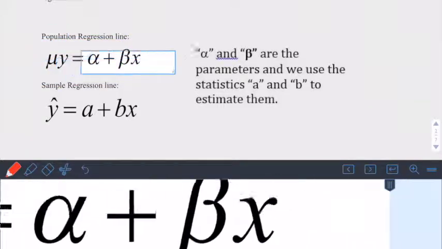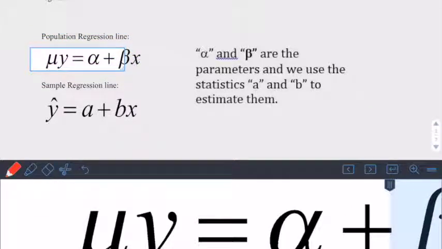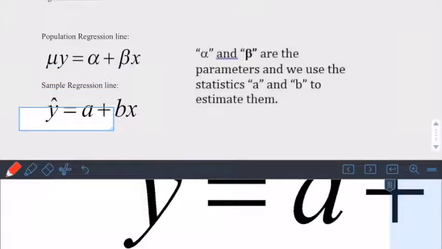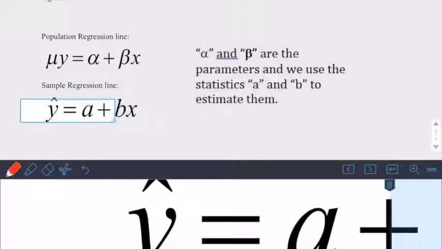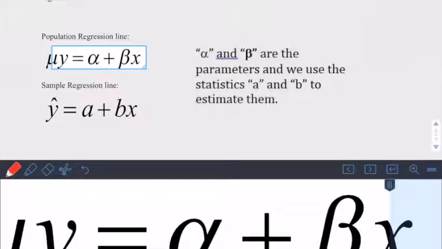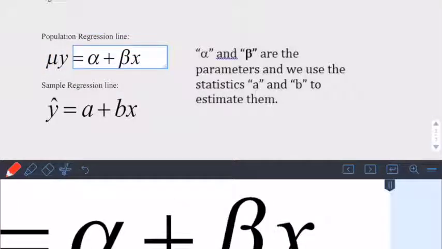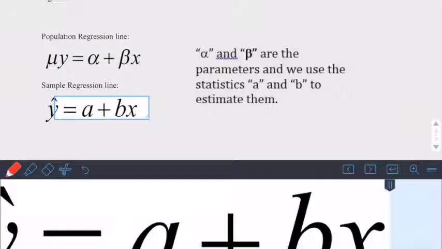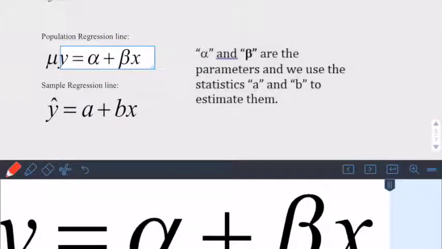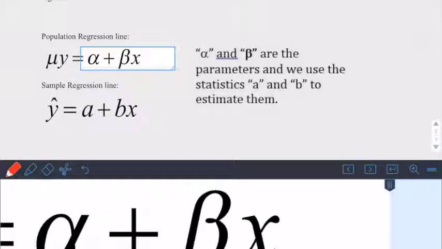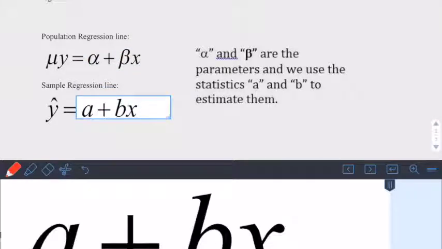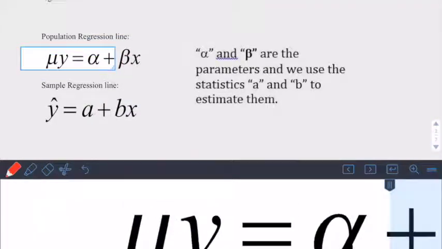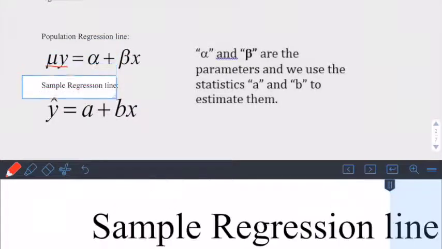So the population is our mu of y as opposed to y hat, which comes from the sample. Alpha, right, all of our Greek symbols are telling us what's the population. a is our sample, alpha is our parameter, right, our population, and beta is our population slope, while b is our sample slope. So, oops, with that Old Faithful, we should have said mu of y, but that's okay.